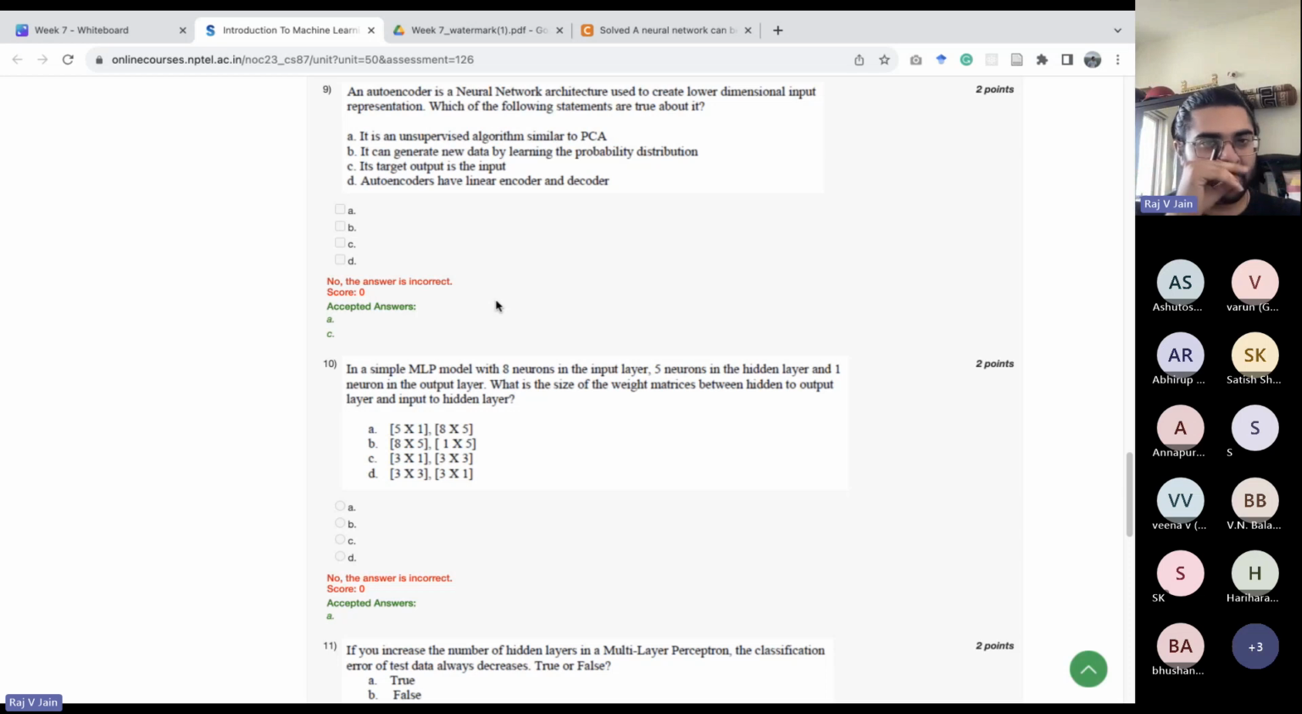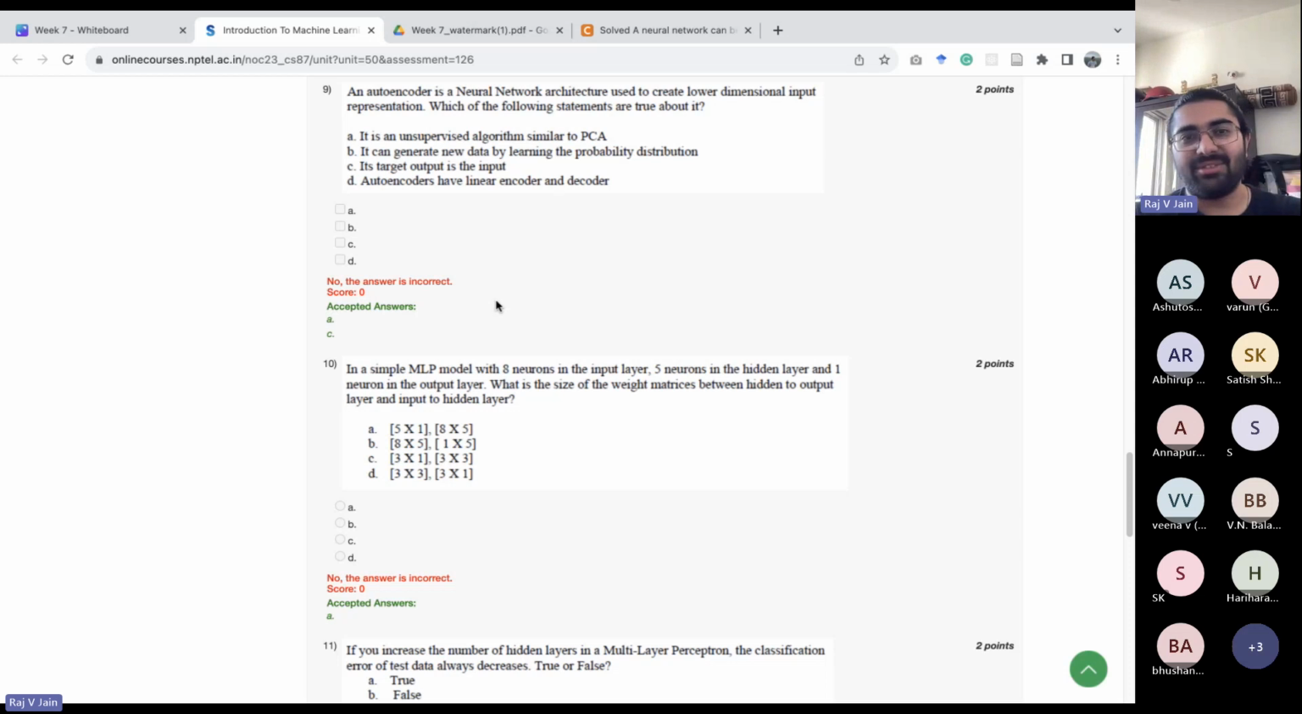So each input itself is the target, which is exactly what option C says, where the target output is the input itself. Right. It can generate new data by learning the probability distribution? No, autoencoders cannot do that. There are things called variational autoencoders which will do that, but not autoencoders. Then, autoencoders can have a linear encoder and decoder? No, right?